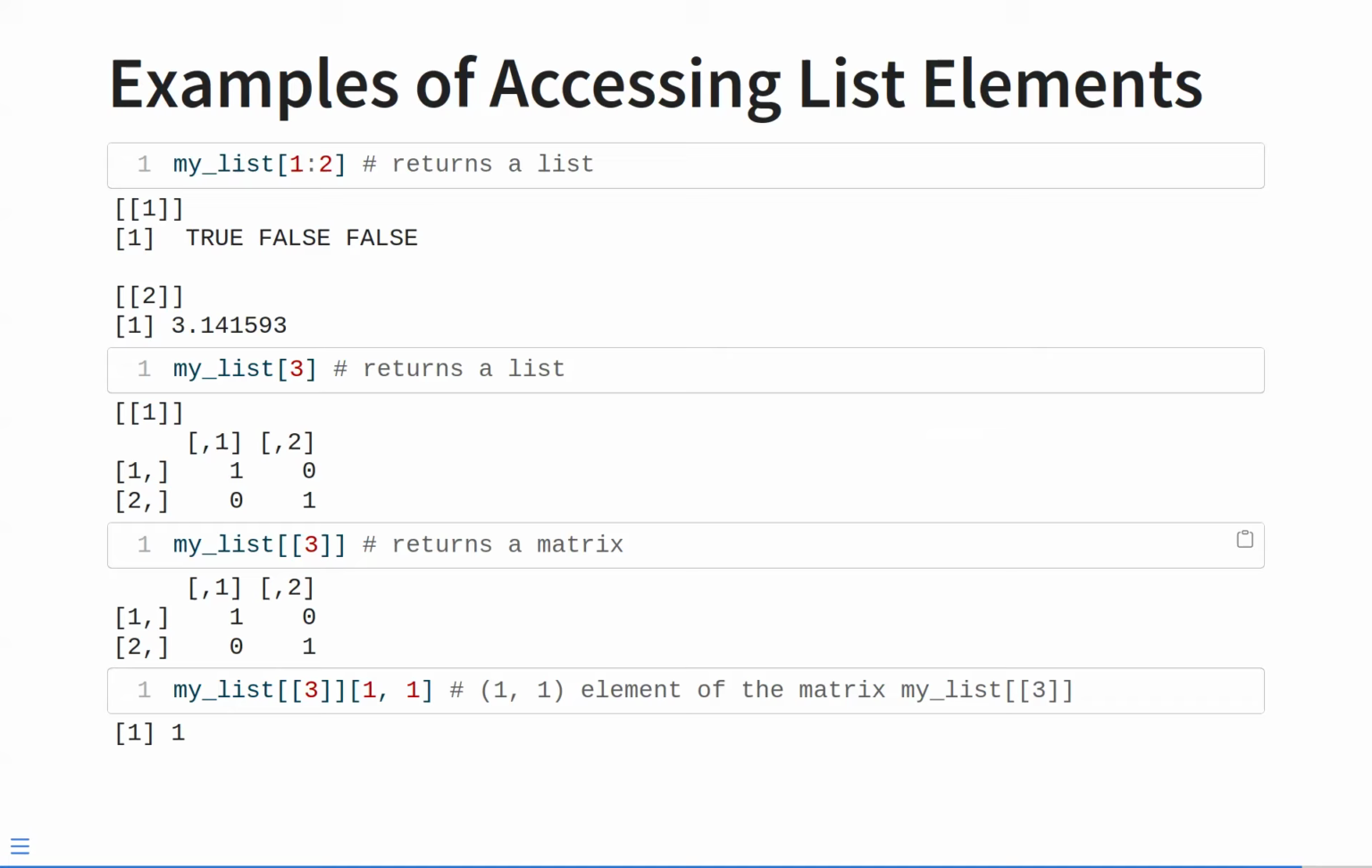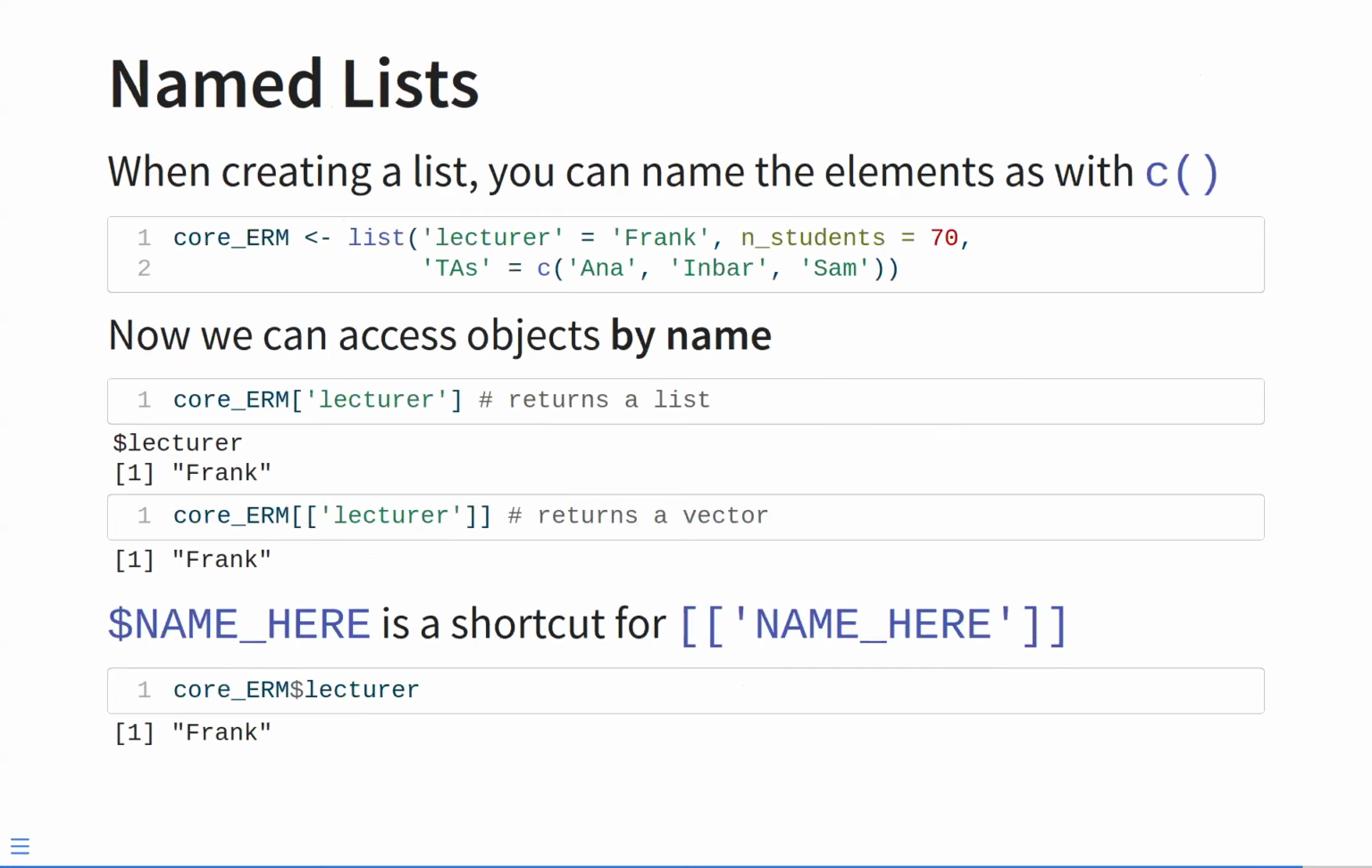Once we've returned that, we can access the elements as usual. So at the very bottom of the slide, I have this terrifying looking expression where I first extract the matrix that is the third element of my list, and then I index into it using another set of square brackets to pull out the element in row 1, column 1.